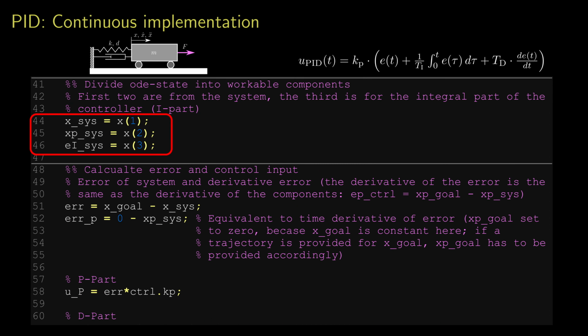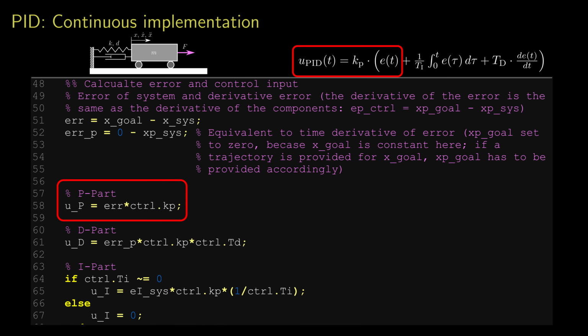In the first step, as always, we separate our state. The first two entries are the states of our system and the last one is the integrated error. We will get to that one in a bit. Let's look at the proportional part first. The proportional part of our controller input is just the difference between our goal point or set point and the actual state of our system, so our measurement of the cart position, multiplied by our proportional gain Kp.